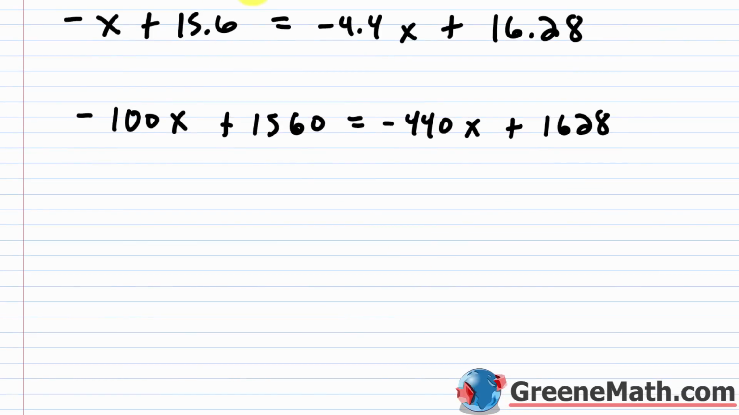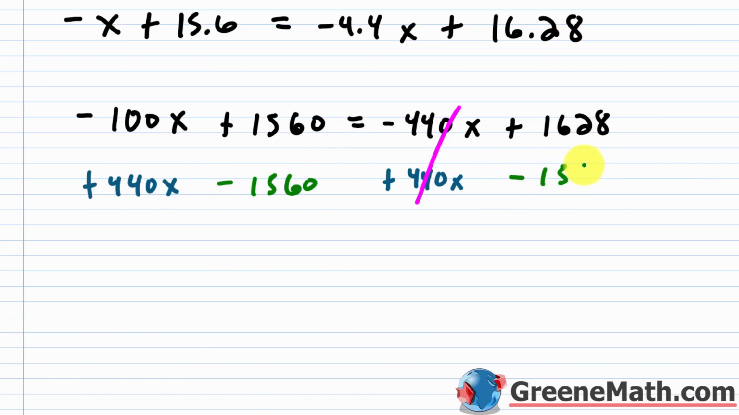And this one's pretty easy to solve, just like all of them. I'm going to add 440x to both sides of the equation. And let's go ahead and cancel this out. And then I'm going to subtract 1,560 from both sides of the equation. And let's go ahead and cancel this out. So negative 100x plus 440x would be positive 340x. And this equals, over here, 1,628 minus 1,560 is going to be positive 68.